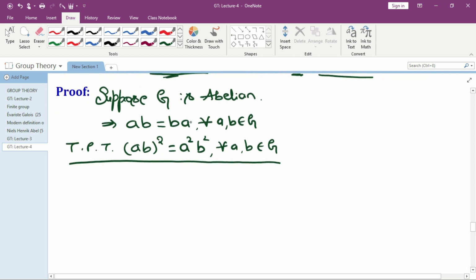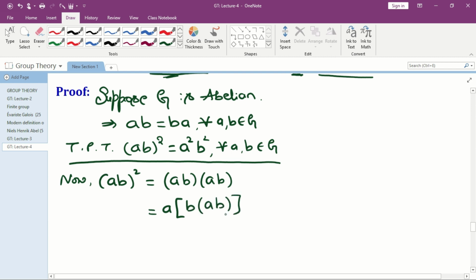Okay, now consider the left hand side. The left hand side is AB whole square. So AB whole square is nothing but AB into AB. Okay, now we shall use associative law. It is nothing but A of B into AB. Again this is equal to, again inside, use associative law. So this can be written as A into BA into B. So using associative law we got this step.